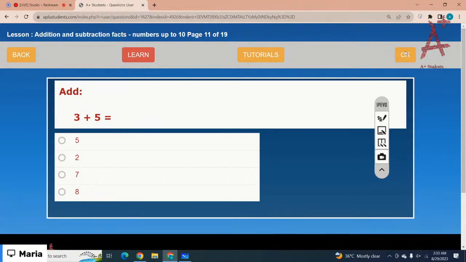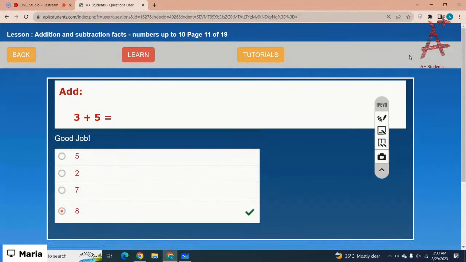3 plus 5, so you have to add. So 3 plus 5 equals, yes, the correct option is 8. You have to add. 3 plus 5 makes 8.